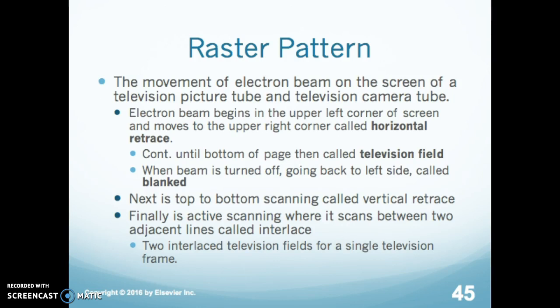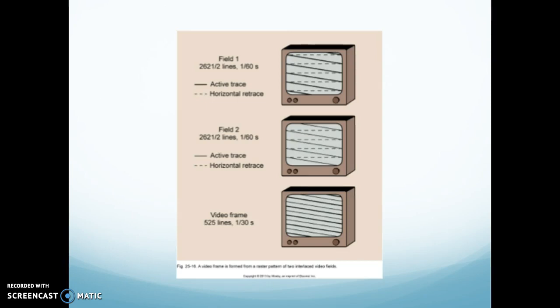Finally, there is active scanning, where it scans between the two adjacent lines, called interlace, to interlace television fields for a single television frame. So there has to be two interlaced television fields for a single television frame. This gives you kind of an idea. So it scans left to right, and then you can see the interlace in there.